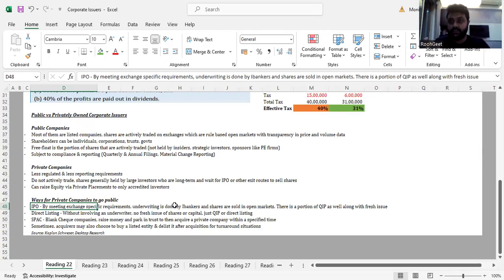In a best efforts offering, there is no underwriting done by the investment banker.